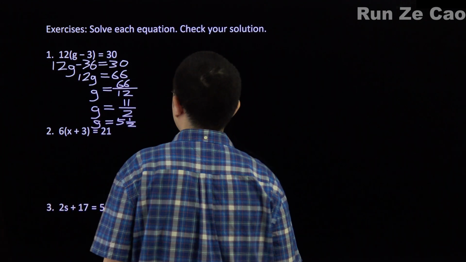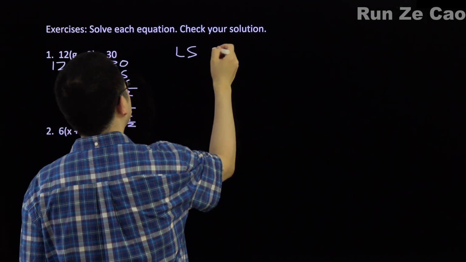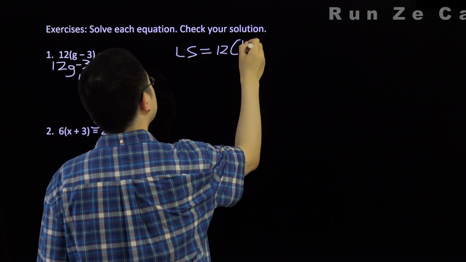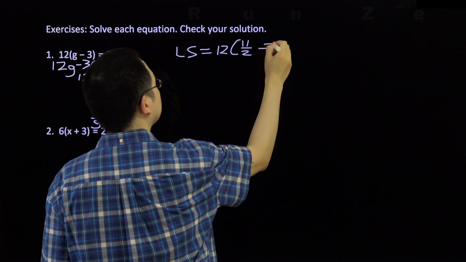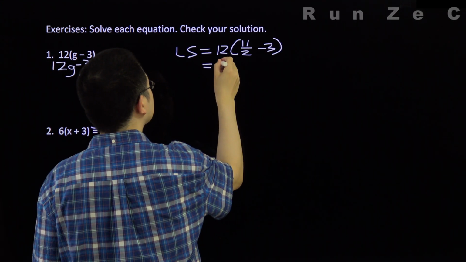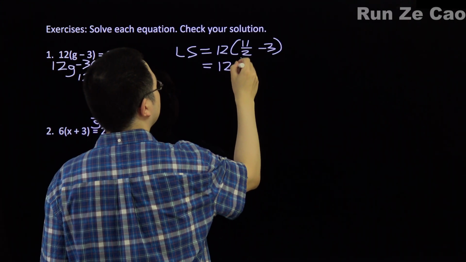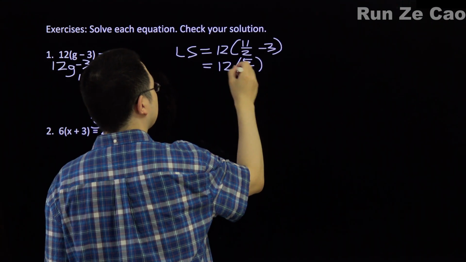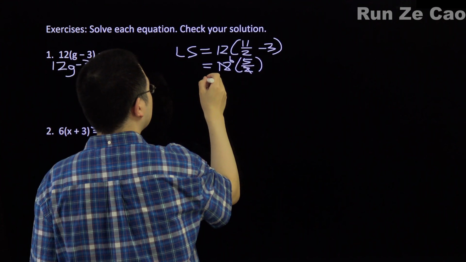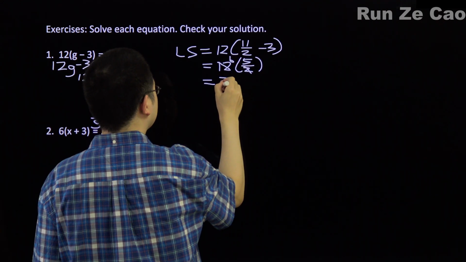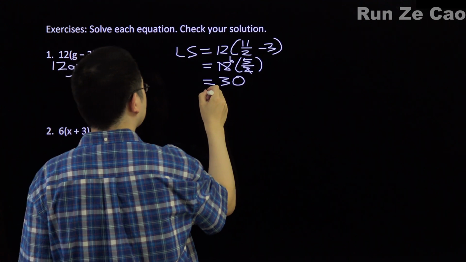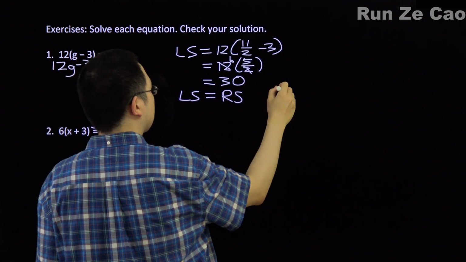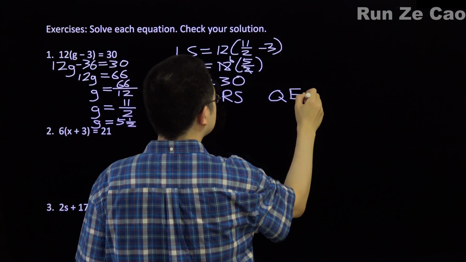Now, to check our solution, we'd say left side is equal to 12 times 11 over 2 minus 3, is equal to 12 times 5 over 2. And we'd cancel this, it'd be 6. And then we end up with 6 times 5 equals 30. So left side is equal to right side. And QED.